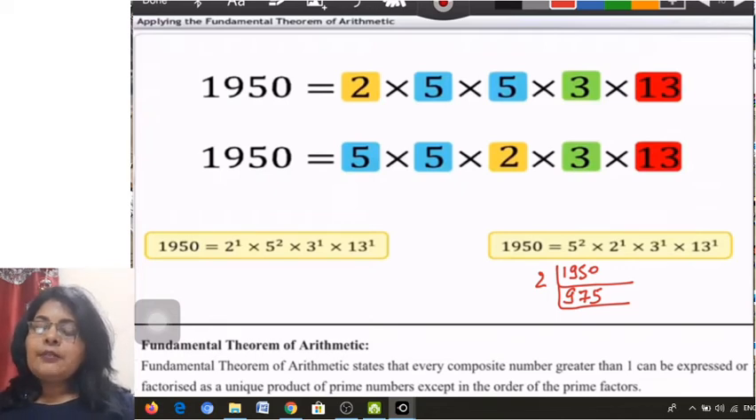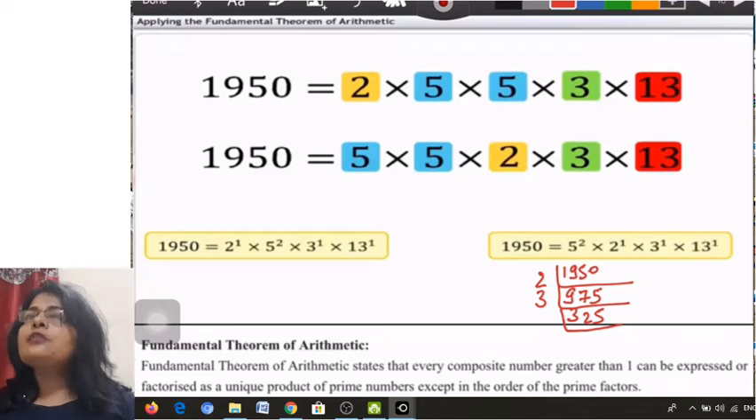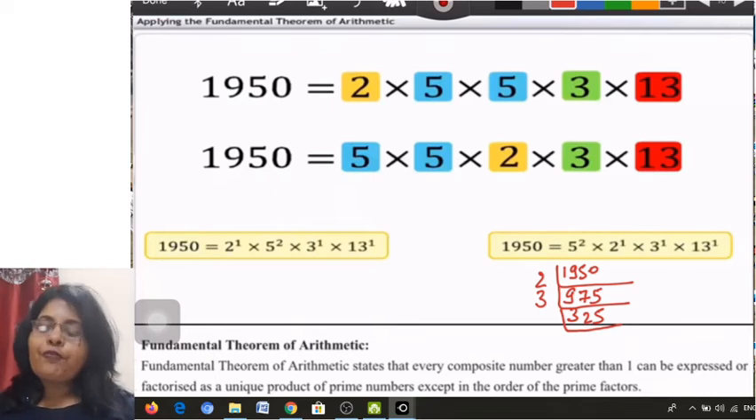So let us see. 9 plus 7 is 16, 16 plus 5 is 21, and it is divisible by 3. So we will just solve it. 3 3s are 9, 3 2s are 6, and 3 5s are 15. Again we will see whether it is divisible by 3 or not. Let us check. 5 plus 2 is 7, 7 plus 3 is 10. 10 is not divisible by 3, so it is not following the divisibility rule of 3. So we will skip to 5.